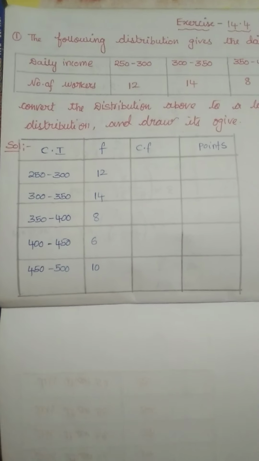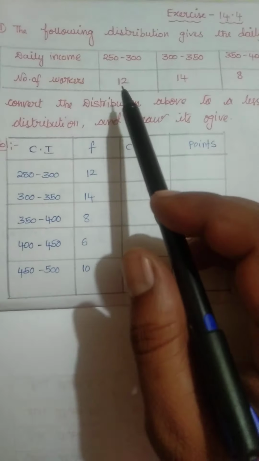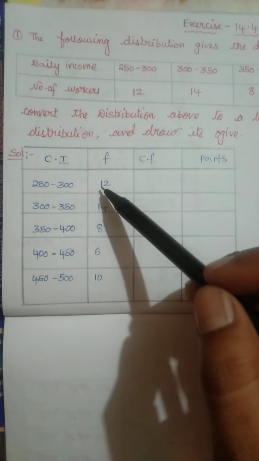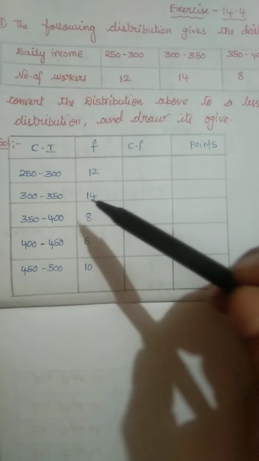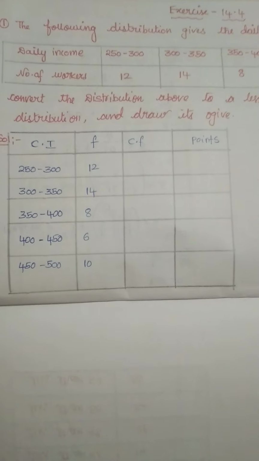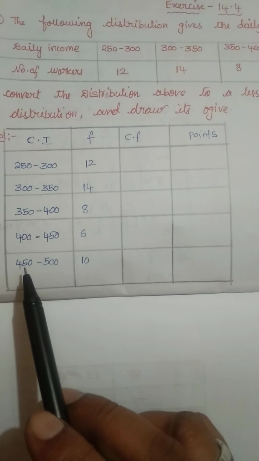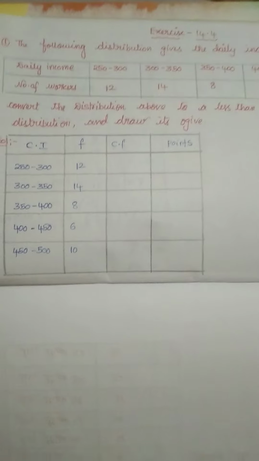The following distribution gives the daily income of 50 workers of a factory. Daily income 250 to 300, number of workers were 12. 250 to 300 whose frequency is 12. 300 to 350, 14. 350 to 400, 8. 400 to 450, 6, and income between 450 to 500 is 10 number of workers.